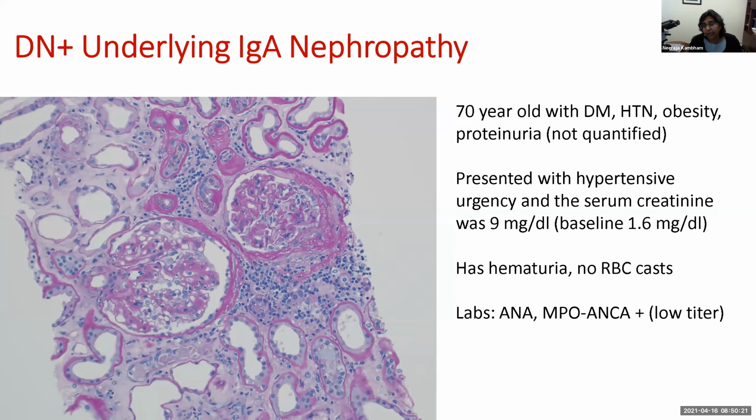Sometimes patients may have diabetic nephropathy, but something else like an IgA nephropathy. This is a biopsy of a patient with, again, diabetes and hypertension, who had hematuria. Again, diabetic nephropathy can result in mild hematuria, but there were also low titer antibodies. In this particular case, they were not relevant, but they were there, and that prompted the biopsy in this patient.